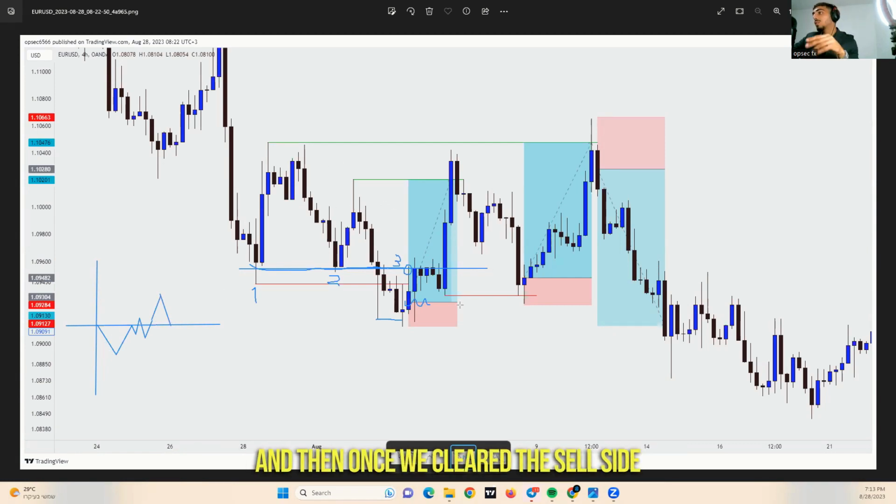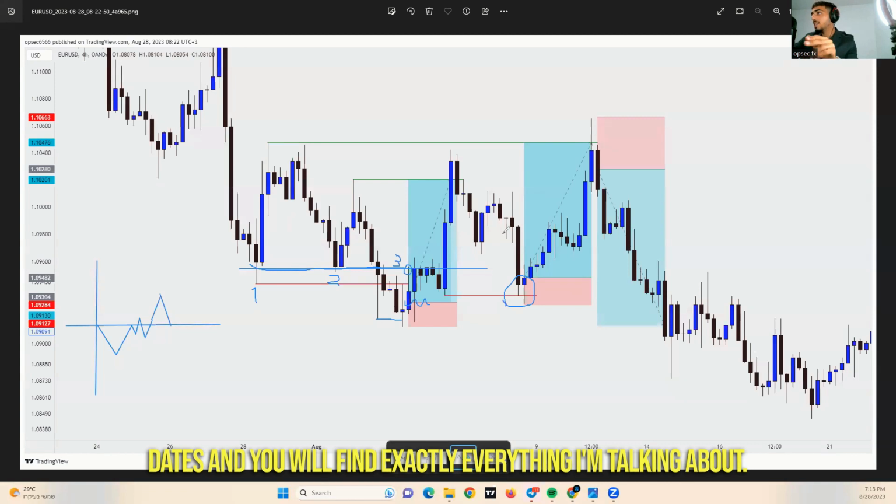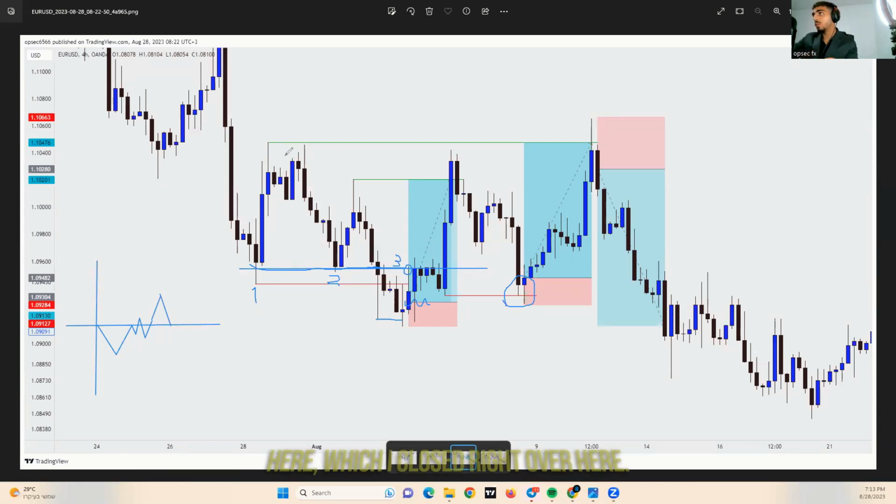And then once we clear the sell side liquidity and we had bearish sentiment again, that's going to be setup number 2. That's where we had another Lions reversal. And that is where I entered another trade, which I posted, and you can go on my Twitter, look up these dates, and you will find exactly everything I'm talking about. You will see I entered another trade over here, which I closed right over here. I think I actually closed it slightly higher, but yeah.